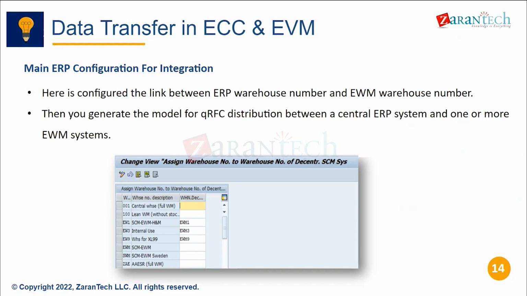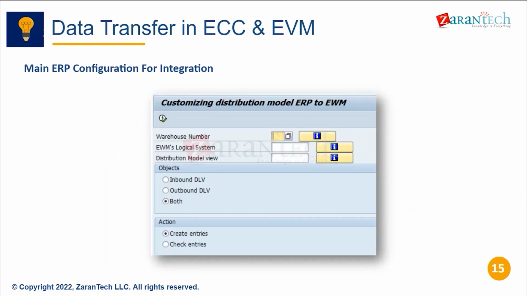Now here, you see the mapping of the warehouses which I showed you, right? The ERP warehouse and the EWM warehouse mapping. And then this is how the distribution model will be created to send the inbound and outbound deliveries for the integration. Through the distribution model only, all the data will be transferred between the ECC and EWM systems.